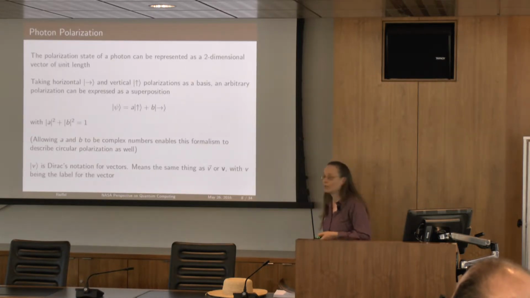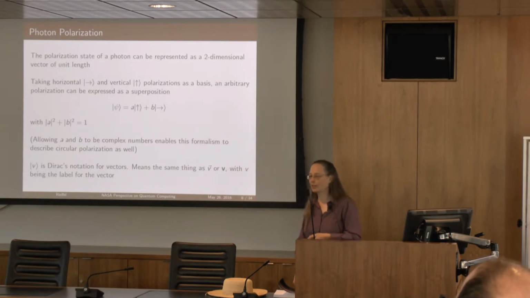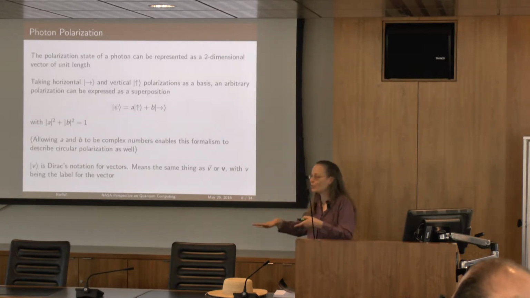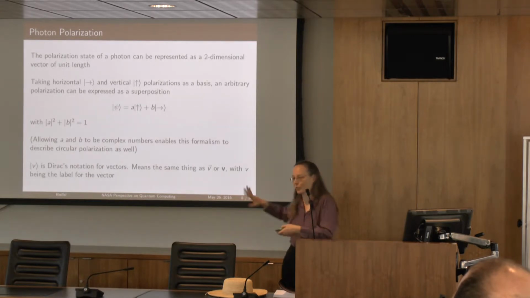So, the polarization of a photon can be represented as a two-dimensional vector of unit length. That's a complicated way of saying that you can choose a direction. And for those of you who care, this can also be a complex number. For those of you who don't care, that won't be important for this talk. It is important for quantum computation.